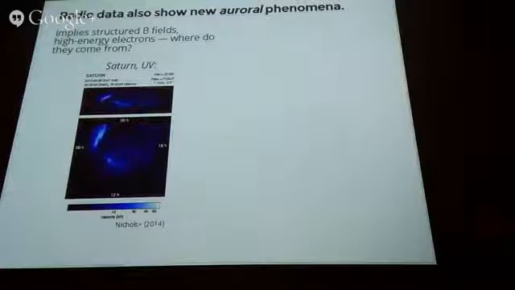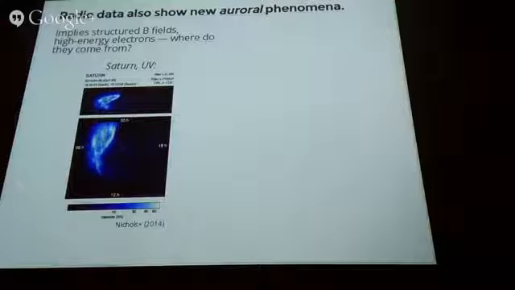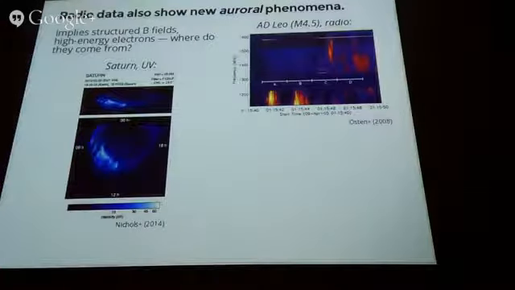Here is Saturn observed in the UV, and this is its auroral oval. You can see there is a full oval, and then there are moving spots depending on activity there. One thing that's associated with this kind of auroral activity is bursty coherent radio emission.